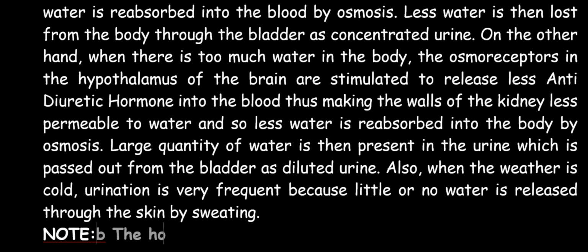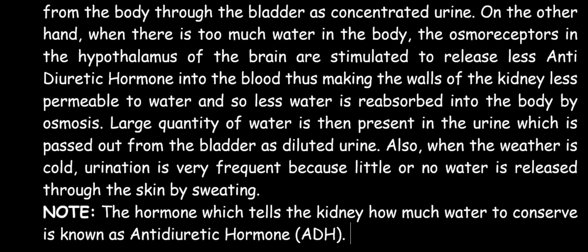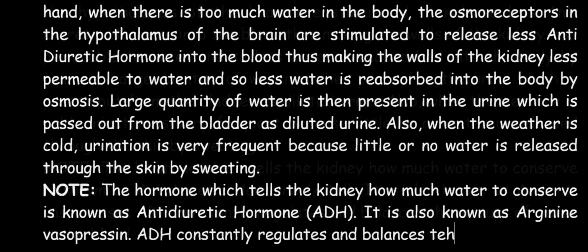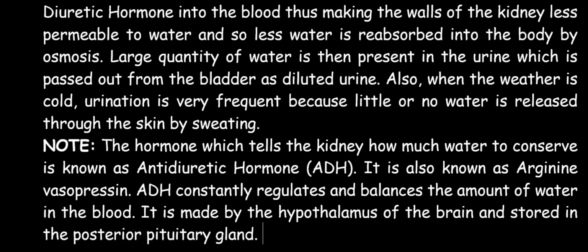The hormone which tells the kidney how much water to conserve is known as antidiuretic hormone, that is ADH. It is also known as vasopressin. ADH constantly regulates and balances the amount of water in the blood. It is made by the hypothalamus of the brain. So this is all about the osmoregulatory function of the kidney.